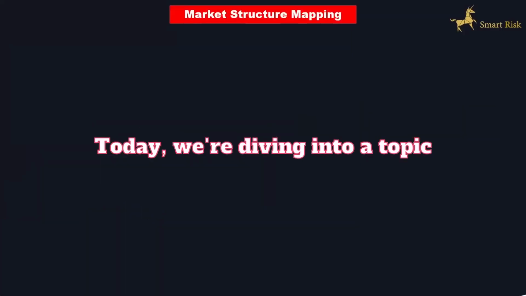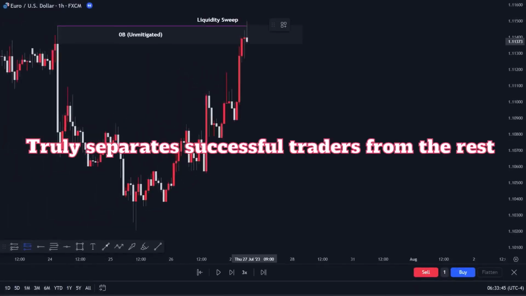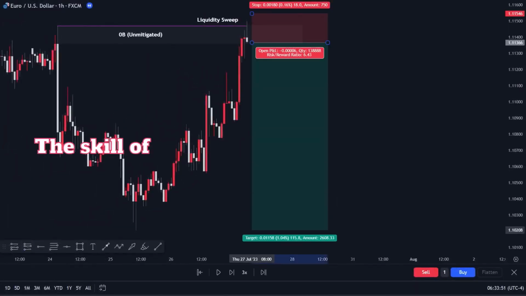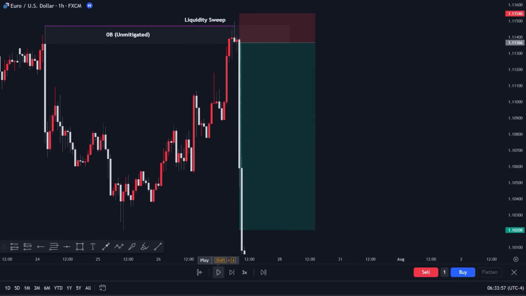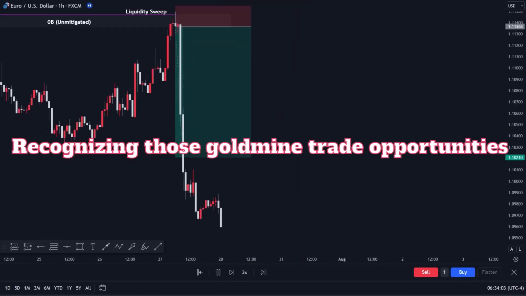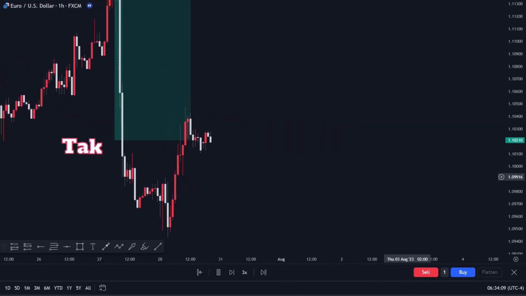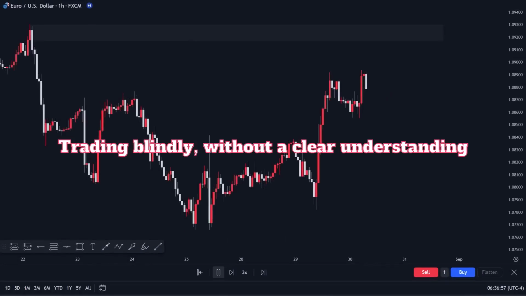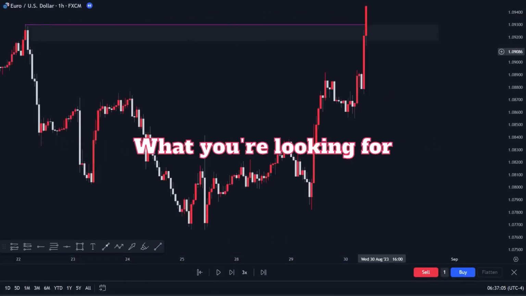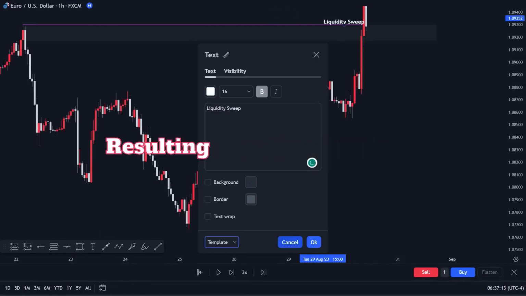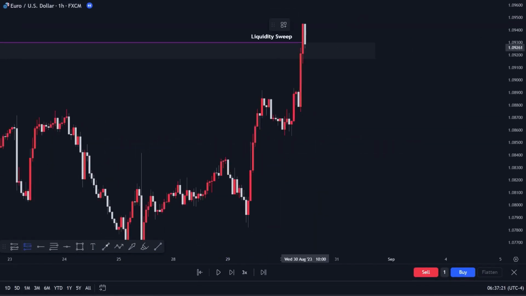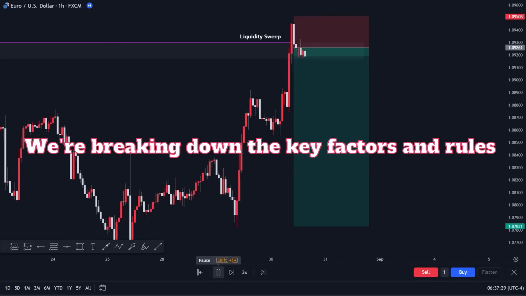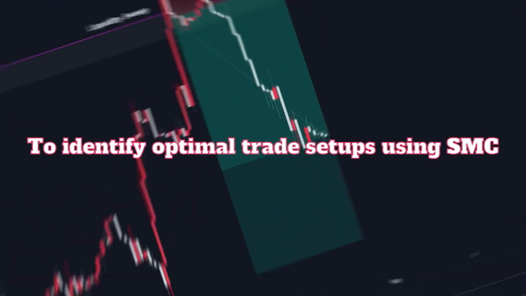Today, we're diving into a topic that truly separates successful traders from the rest: the skill of spotting the perfect trade setups. Recognizing those goldmine trade opportunities that have a high chance of success takes time, experience, and a keen eye. Trading blindly without a clear understanding of what you're looking for can be a costly mistake, resulting in a series of losses.